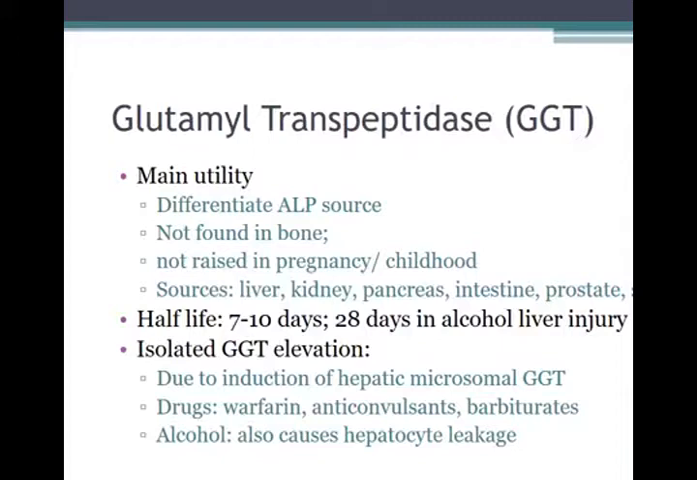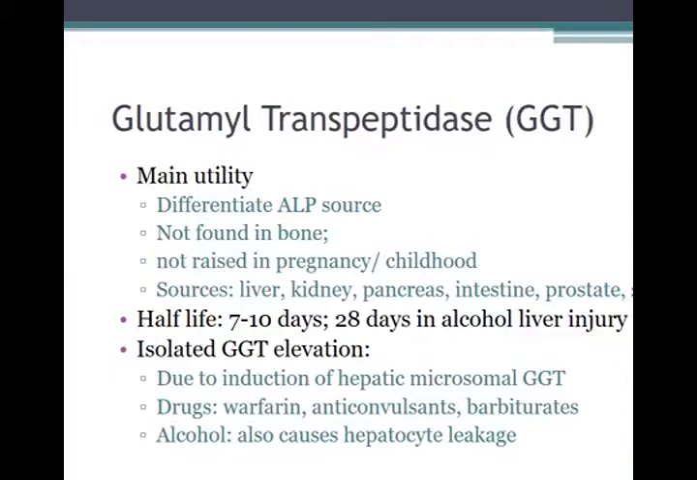Gamma GT's main utility is to differentiate the source of alkaline phosphatase, because it is not found in the bone, it is not raised in malignancy, neither is it raised in childhood. Its sources are liver, kidneys, pancreas, intestine, prostate, spleen, heart, and brain, but mainly it is present in the liver, and if it is isolatedly elevated, it could be due to induction of the hepatic microsomal gamma GT.